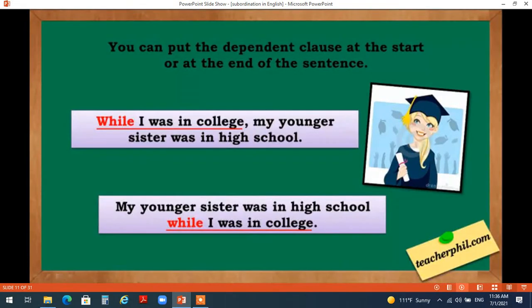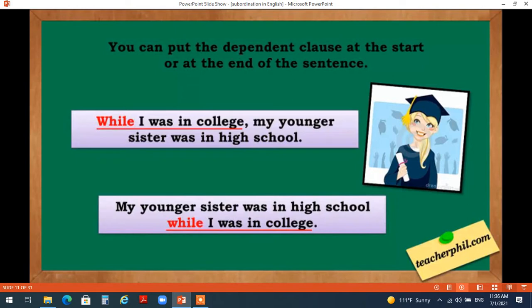Also, there is another characteristic that is found, let's say, in subordination. This characteristic says that you can put the dependent clause at the start or at the end of the sentence. Usually, subordinators are flexible in their position. You can put the subordinator either at the beginning of the sentence, or in the middle, or near the end of the sentence. So they are usually flexible in being used in different positions within the sentence.